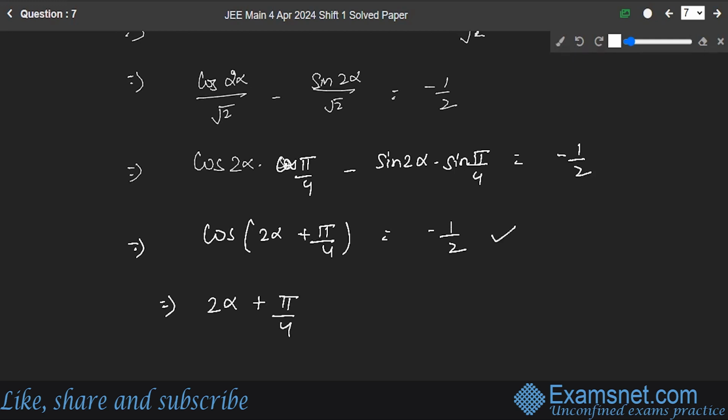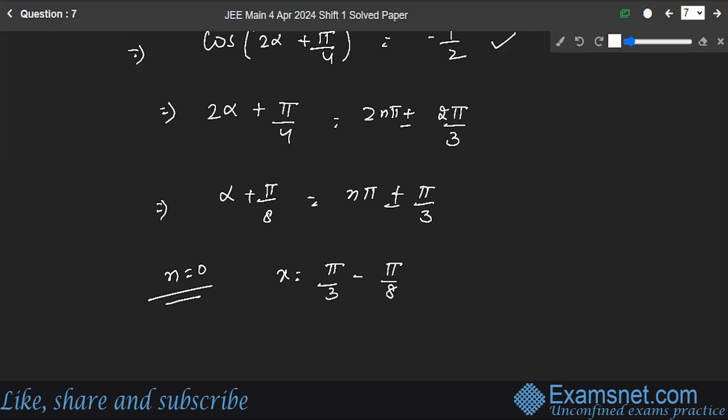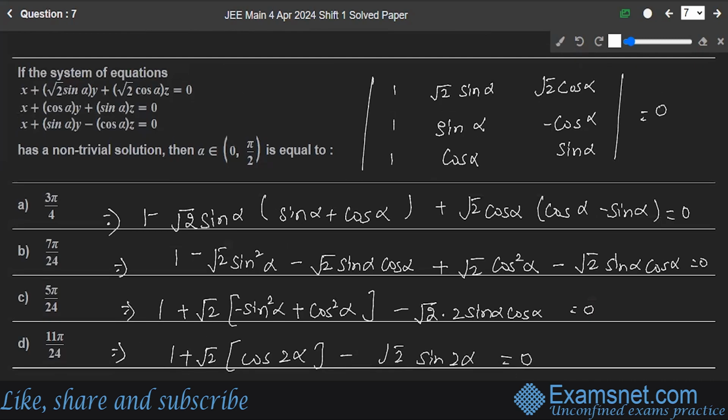See, this is equal to 2n pi plus minus 2 pi by 3, right, because you have a minus sign over here. So dividing both sides by 2, you will have alpha plus pi by 8 is equal to n pi plus minus pi by 3. For n is equal to 0, you will have x is equal to pi by 3 minus pi by 8, that is 5 pi by 24. Right. So that's it. You have C option as the correct answer.